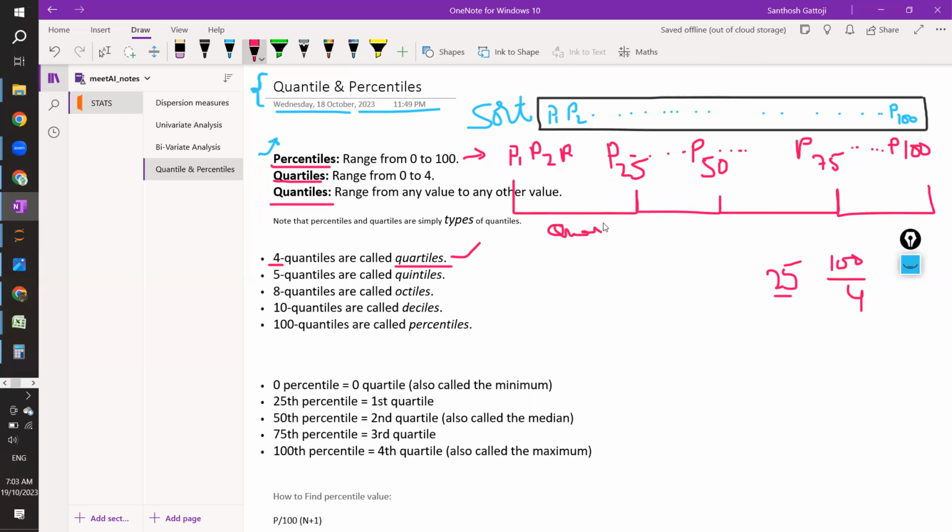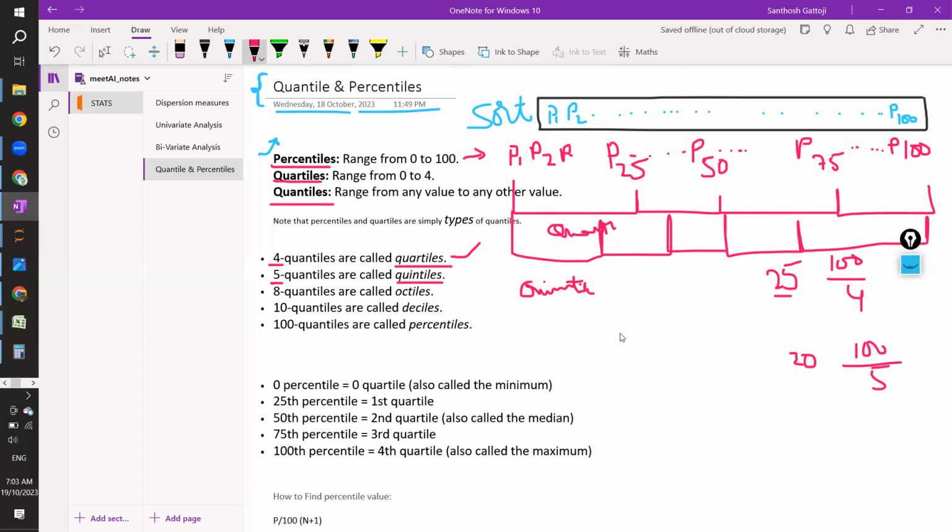But if you want to consider 5 at a time, 100 by 5, how much? 20. That means P1 to P20, P20 to P40, 60, 80, 100. Each of these is called a quintile. If I say third quintile, what does it mean? First quintile is 20, second quintile 40, third quintile 60, fourth quintile 80, fifth quintile 100. It will start from zeroth; in everything you can have zero also. If I say zeroth quintile, it is 0. But first quintile is 20, second 40, third 60, fourth 80, fifth 100.